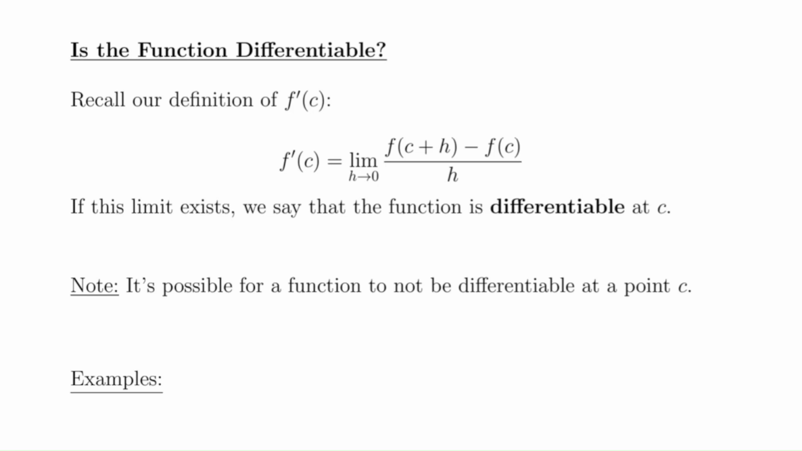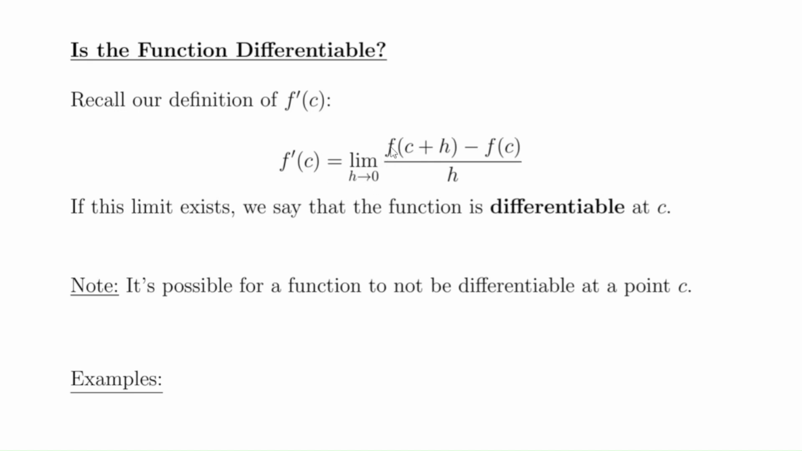What does it mean to say that a function is differentiable? Well, let's recall our definition of f prime of c. Remember that f prime of c is the derivative of f at c, and it represents the slope of the tangent line to the graph of f at c. And it was defined by way of this limit.